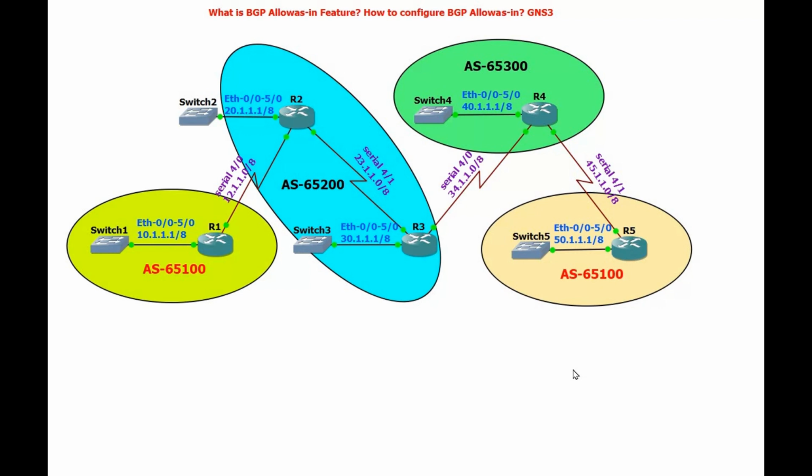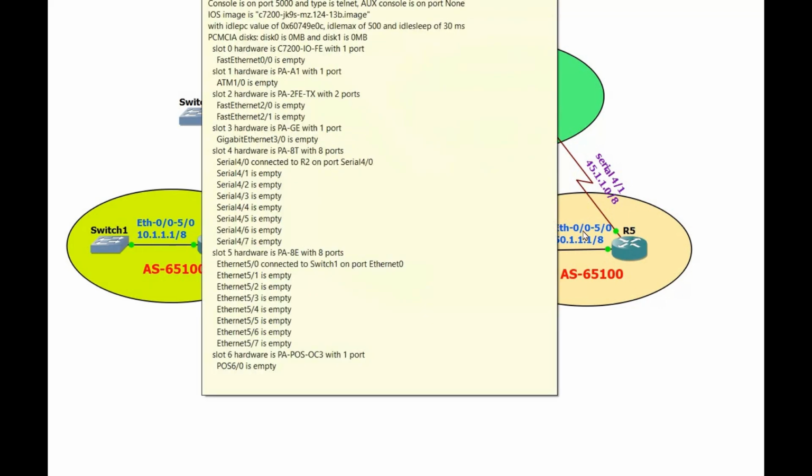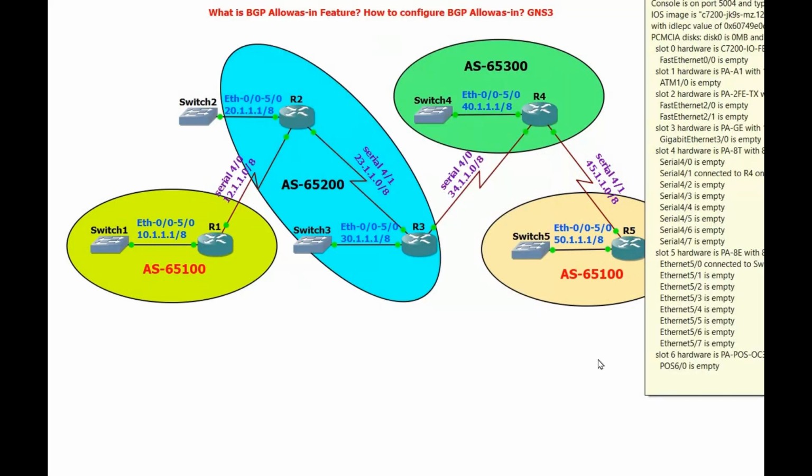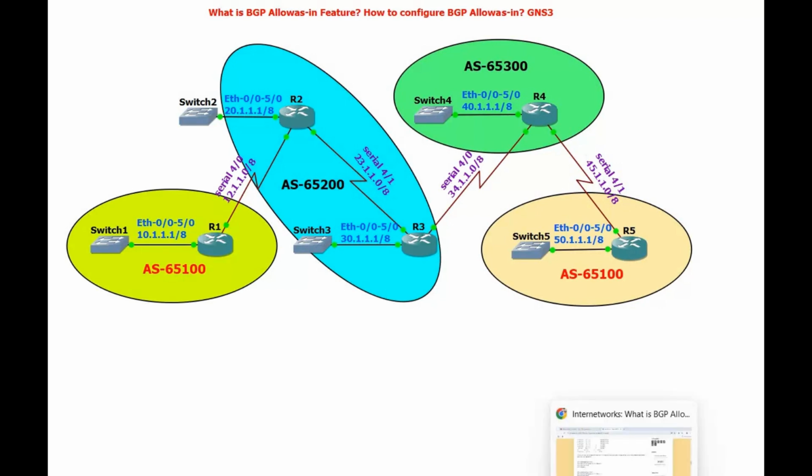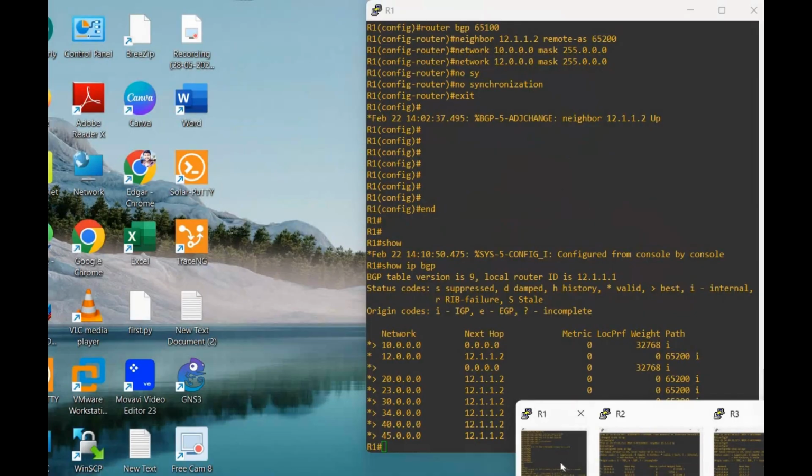So here comes the feature called BGP allow AS. After we configure this feature, router 1 will accept and install the 50 dot network in its routing table, and router 5 will accept the 10.1.1.1 network and install it in its routing table. So let's see. First we configure the allow AS feature on router 1 and then router 5.